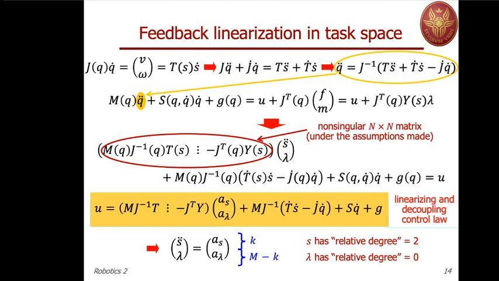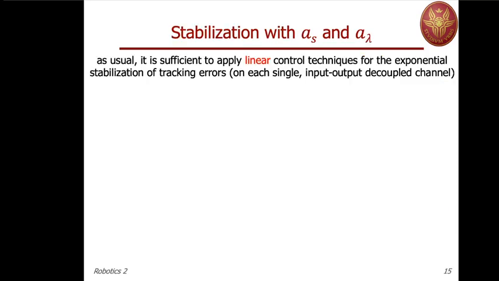This is good because taking the derivative of lambda means in a way taking the derivative of the measured force, and the force torque sensor is relatively noisy, so you like to avoid taking the derivative of force, but this is not needed under our assumption. So now that you have linearized and decoupled the system, as usual, you apply linear control techniques in order to stabilize the tracking error.